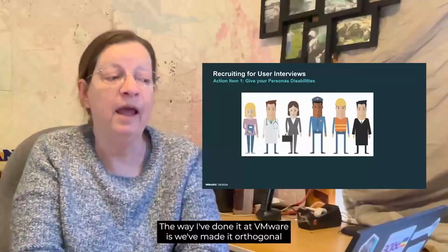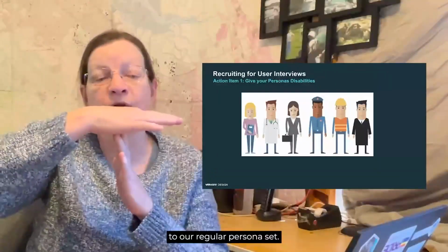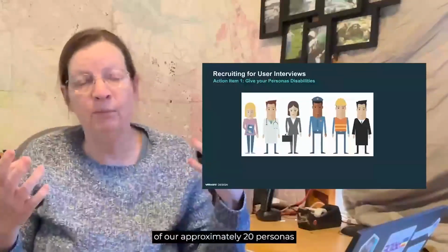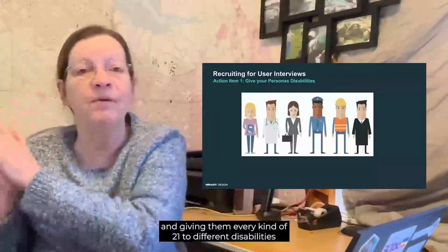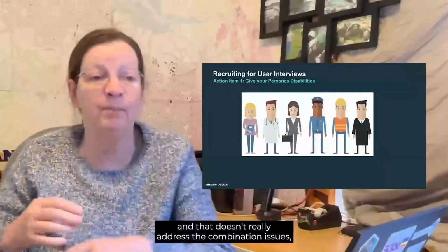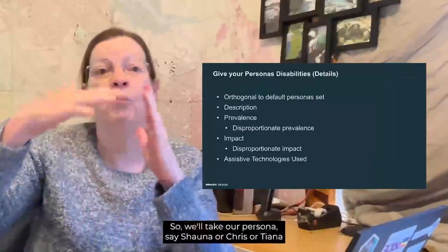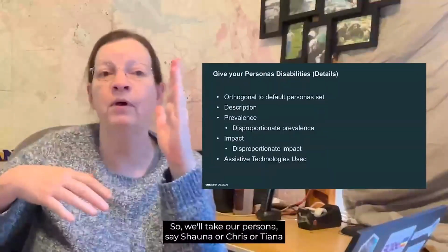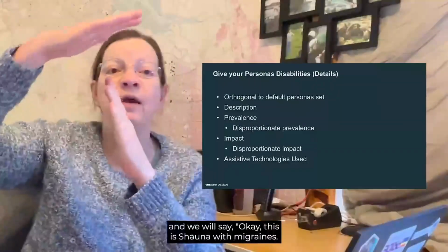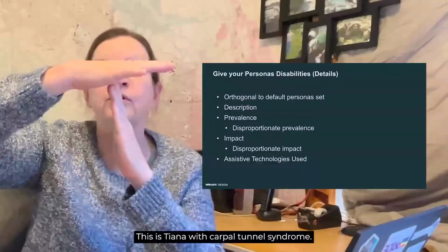The way I've done it at VMware is we've made it orthogonal to our regular persona set. So rather than taking each one of our approximately 20 personas and giving them every kind of 21 different disabilities, and that doesn't really address the combination issues, what we've done is we've made them at a right angle. So we'll take our persona, say Shauna or Chris or Tian, and we will say, okay, this is Shauna with migraines. This is Tian with carpal tunnel syndrome.